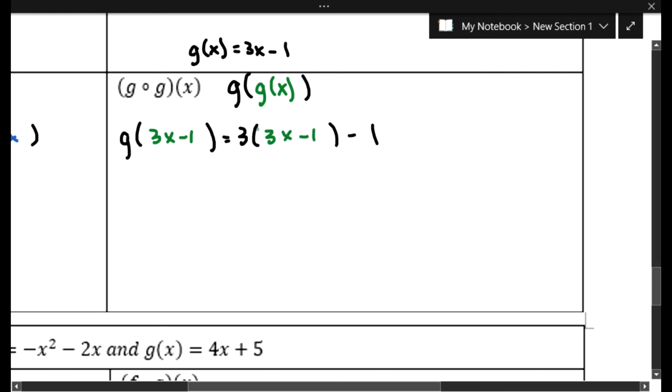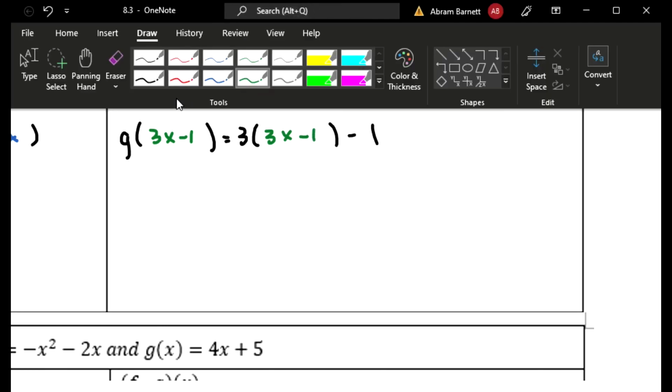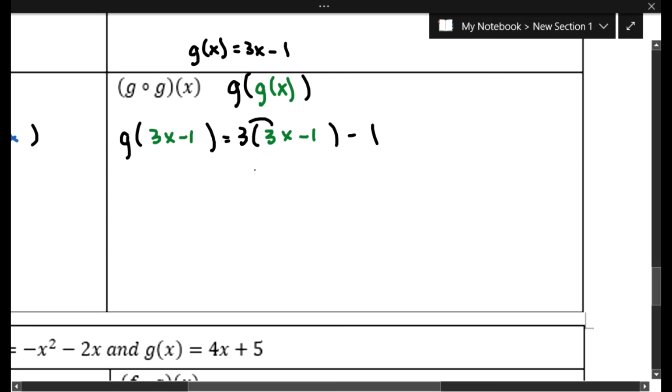All right, so I'm just going to simplify this. It's going to be 3 times 3x is 9x. 3 times negative 1 is negative 3, minus 1. I have these two like terms to combine, so that's 9x minus 4.